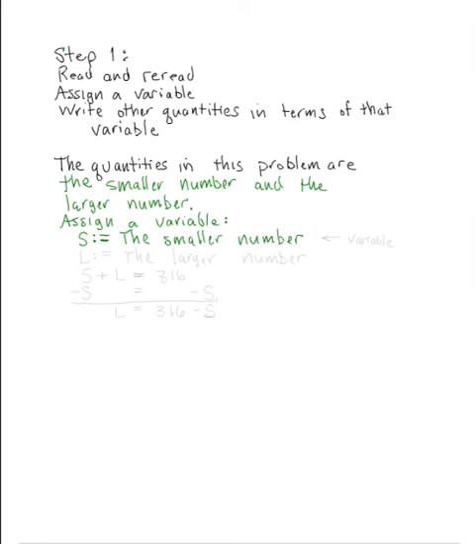Okay, the last part of step 1 says write other quantities in terms of that variable. Well, we have to read the problem carefully if we want to be able to do that. We have one of the sentences here that says that the larger number and the smaller number add to 316. So if we were to translate that, we would need to define what the larger number is as far as a variable is concerned. Let's call that L.